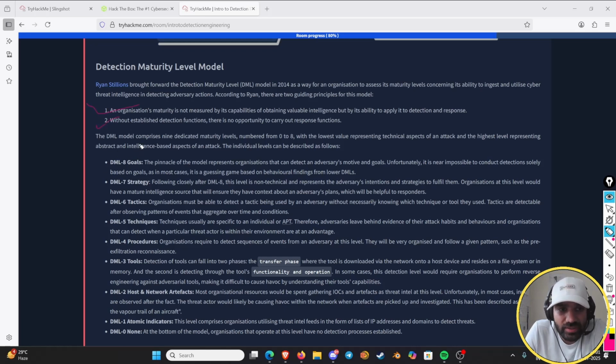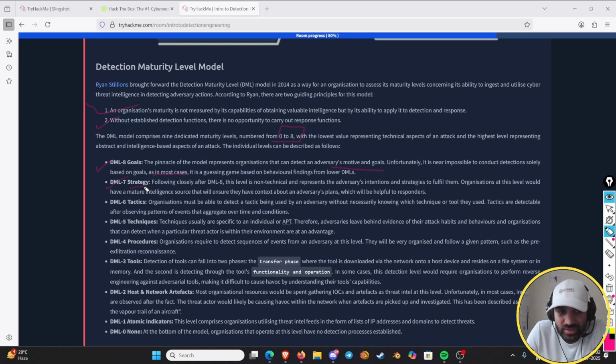The Detection Maturity Level model comprises 9 dedicated maturity levels numbered from 0 to 8, with the lowest value representing the technical aspect of an attack and the highest level representing the abstract and intelligence-based aspect of an attack. Now, DML 8, goals, the pinnacle of the model, represents an organization that can detect an adversary's motive and goal. Unfortunately, it is nearly impossible to conduct detection solely based on goals, as in most cases it is a guessing game based on behavior findings from lower DMLs.